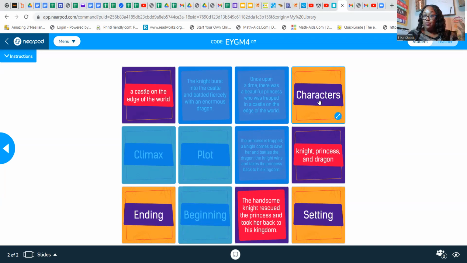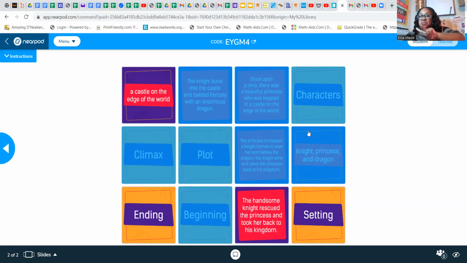All right. Now, the last two is Knight, Princess, and Dragon. Are those characters? Is that the ending of the story? Or is that the setting? You're right. Those are the characters. Let's see if you are correct. Character. Right. All right. You're doing real good. Awesome.